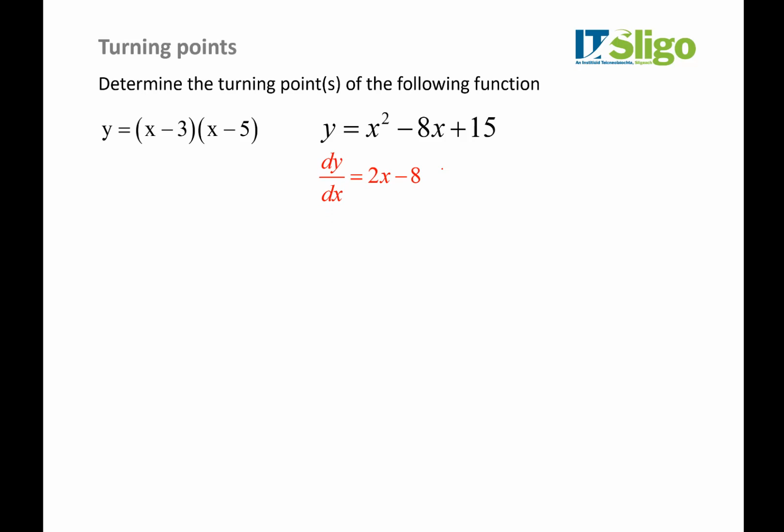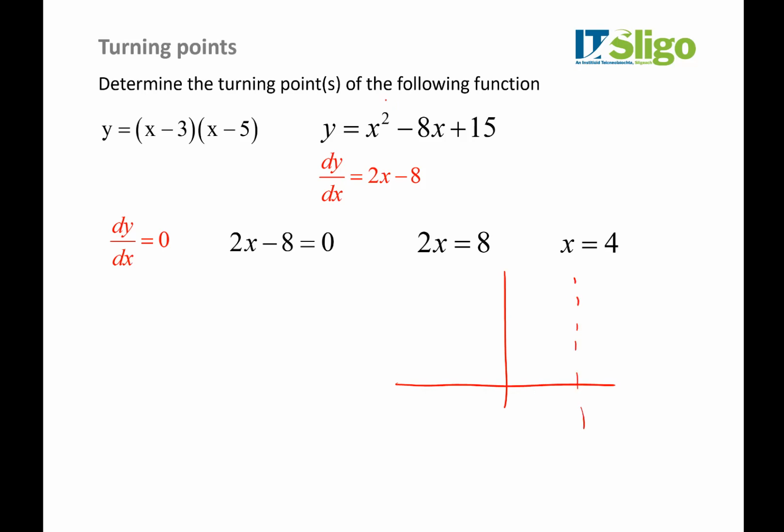Now we're interested in where this function is equal to 0, because this is the slope function, remember? That tells us the slope at any point on our curve. We want to know for what x value is dy/dx equal to 0. Bounce the 8 over to the other side. Divide both sides by 2. And we've now located where on the x-axis the turning point occurs. It's a smiley curve, so it's going to look something like this. But again, we don't know the y-coordinate. We just know in terms of x that the turning point is going to be somewhere along this dotted line.